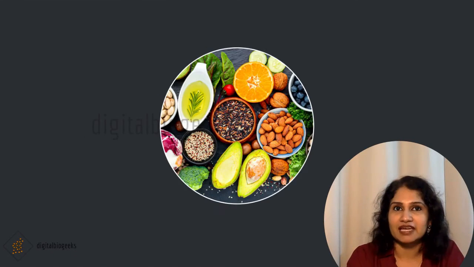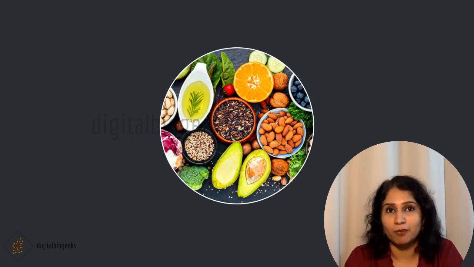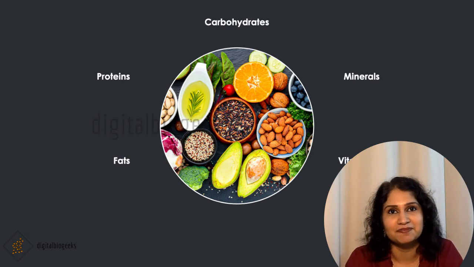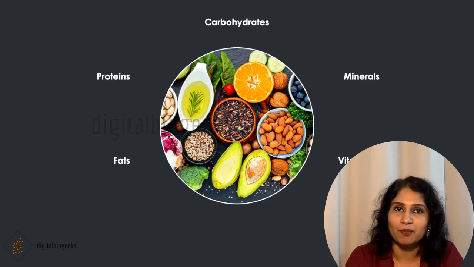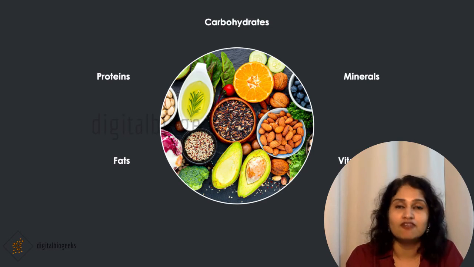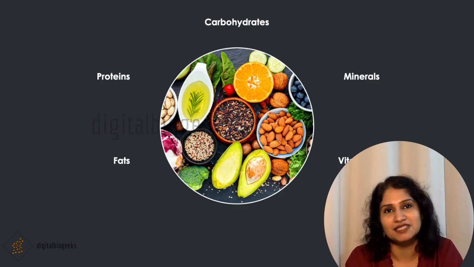You might be aware that food is made up of carbohydrates, proteins, fats, vitamins and minerals. Cereals have carbohydrates. Similarly, pulses have proteins. Dairy products have fats. Fruits and vegetables have vitamins and minerals.